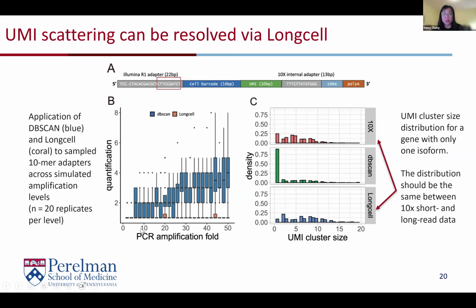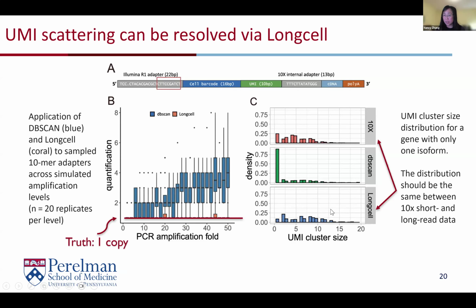Here, I'm just showing you the PCR amplification fold versus the quantification level for a simulated data set, simulated based on known error probabilities in Nanopore. And you see that this is scattering, right? It should be 1. The simulation is that we only have 1 copy. However, if you don't control for it, the quantification will be skewed up, right? So this is scattering in data.